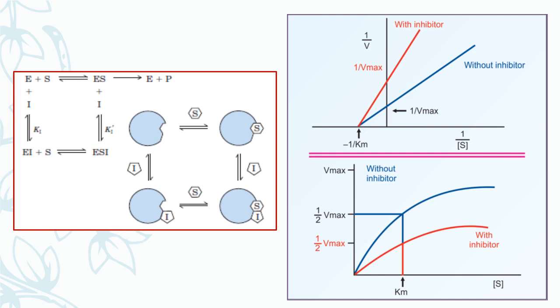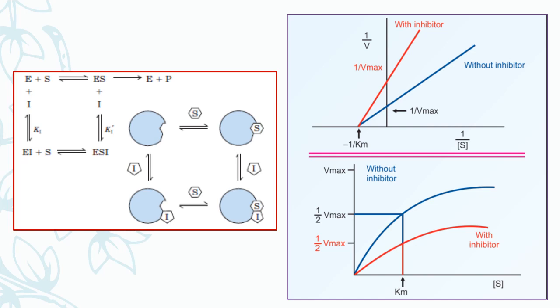Now here also you see, here is the Km, at the same point, with inhibitor and without inhibitor. The blue line is without inhibitor. So here Km remains unchanged, but Vmax decreases. Vmax decreases, that means 1 by Vmax increases. So with inhibitor 1 by Vmax is increased. In Michaelis-Menten curves also, the blue line is without inhibitor and the red line is with inhibitor. For the blue line without inhibitor, here is the Vmax. So half Vmax is here. If you draw a vertical line towards the x-axis, this is the Km.